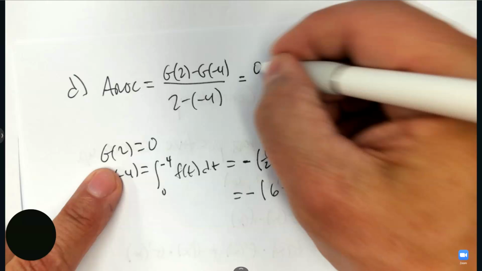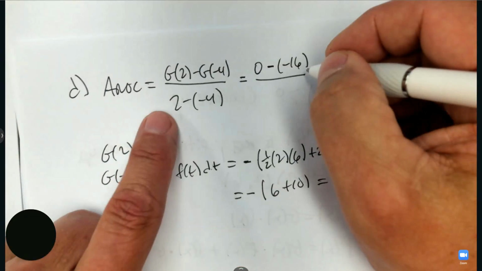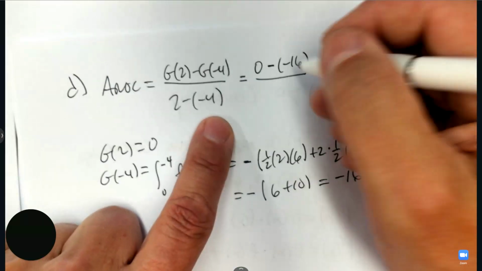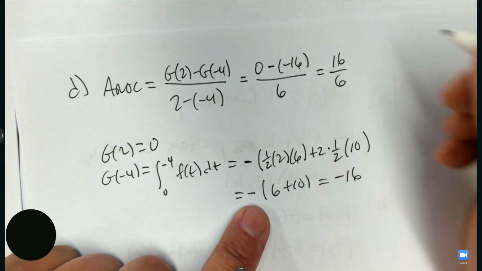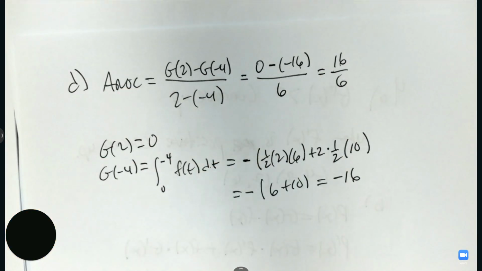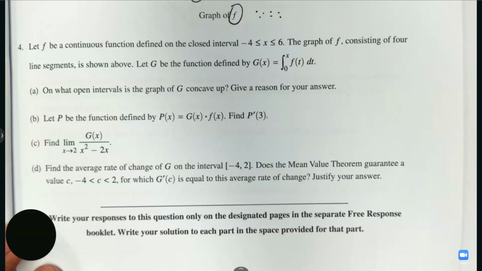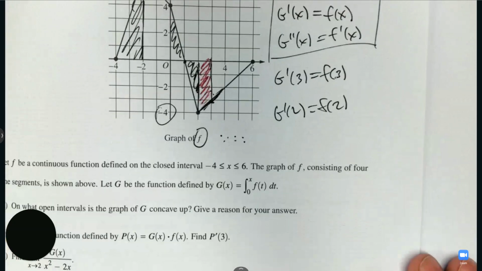So I'm going to come back here. G at 2, that's 0 subtract -16, and then 2 plus 4, or keep it the same as 6. So this answer, and we don't even have to simplify it, is 16 over 6. We just found the AROC. Then the second question is, does the mean value theorem guarantee an answer from -4 to 2? And for which that is an average rate change, and then justify your answer.